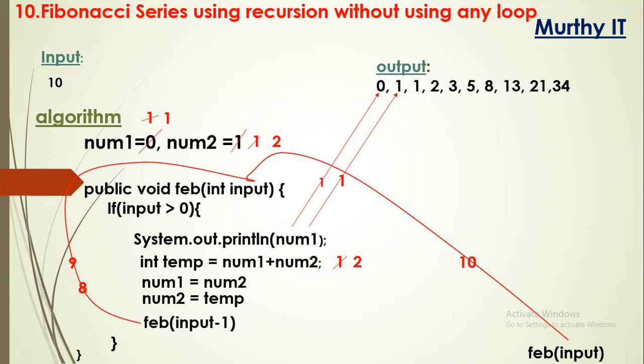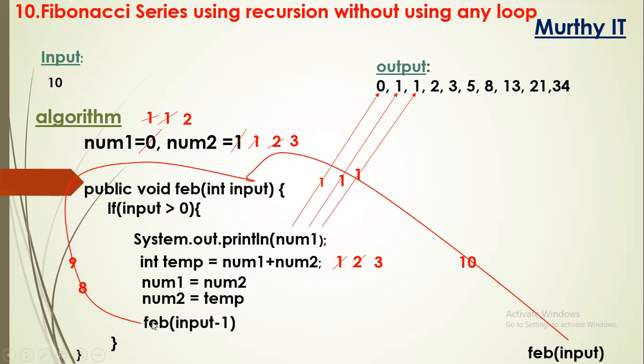Okay, by calling 8 it will be called. So now, till here, in the number 1 variable, whatever value is there will be printed. Now temp equal to number 1 plus number 2. In number 1 variable the value 1 is there, number 2 value 2 is there, 1 plus 2 is 3. So in the temp variable, 2 is replaced by 3. Number 1 equal to number 2, so 1 is replaced by this 2. Number 2 equal to temp, so this 2 is replaced by this 3.